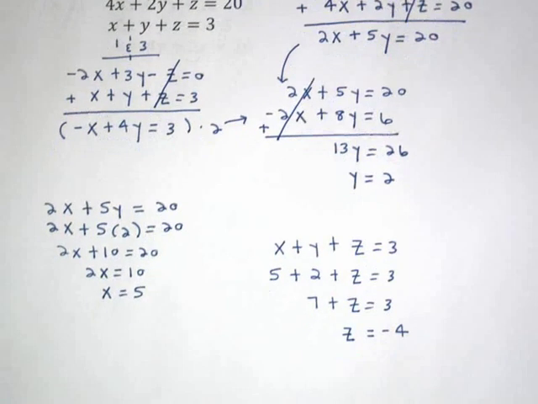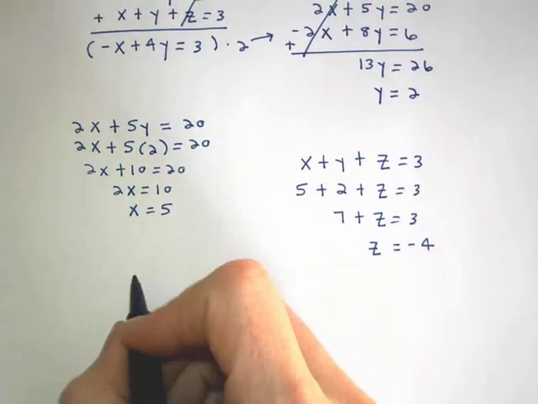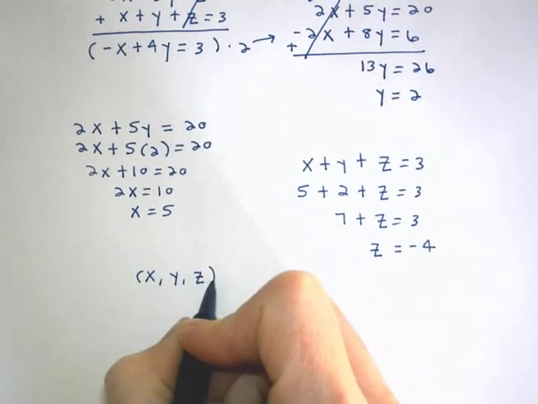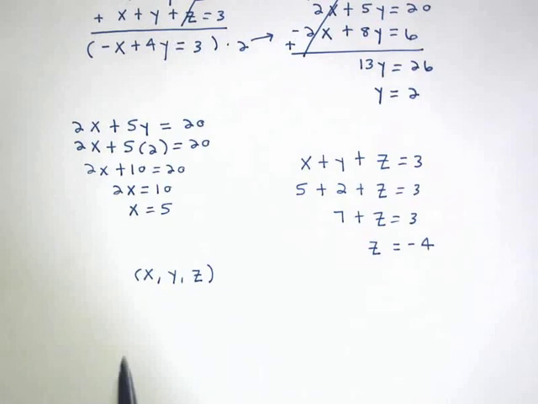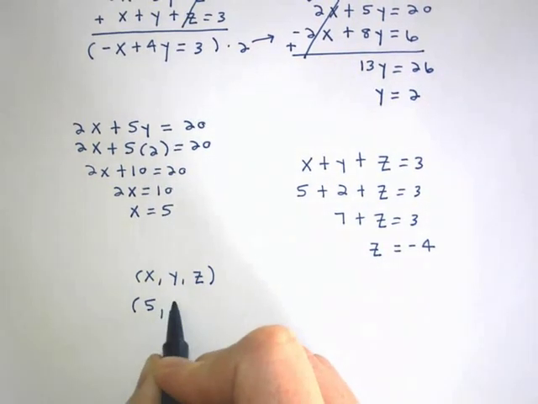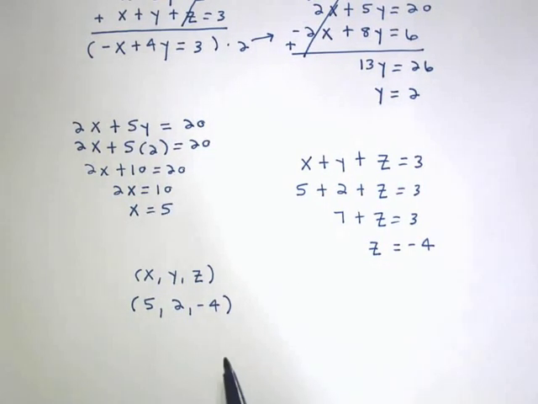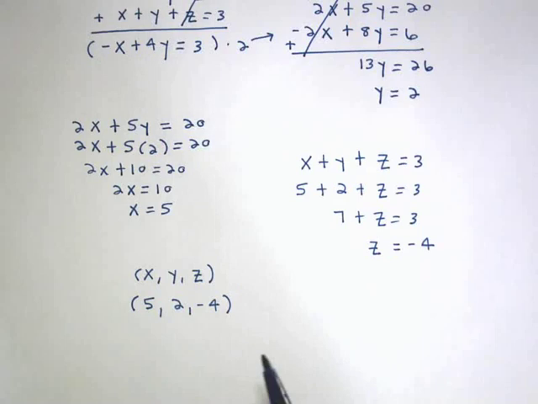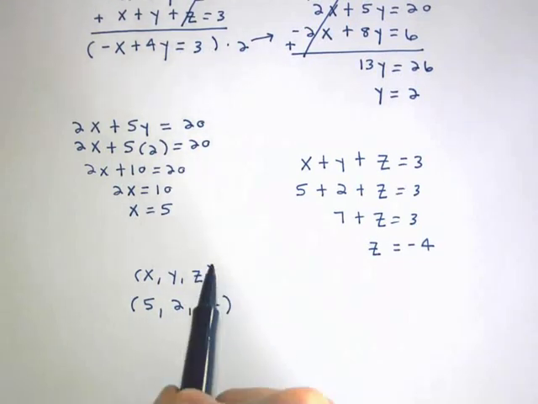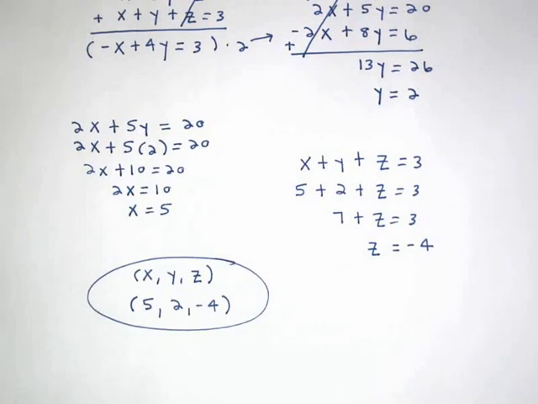So in terms of final answer, you want to make sure you write this as an ordered triple. And you always put your ordered triple in the order of x, y, z. So in this case, my answer is 5, 2, -4. That's where these 3 lines, or these 3, I guess they're actually not lines, they're planes. That's where these 3 planes would intersect on a 3-dimensional graph.